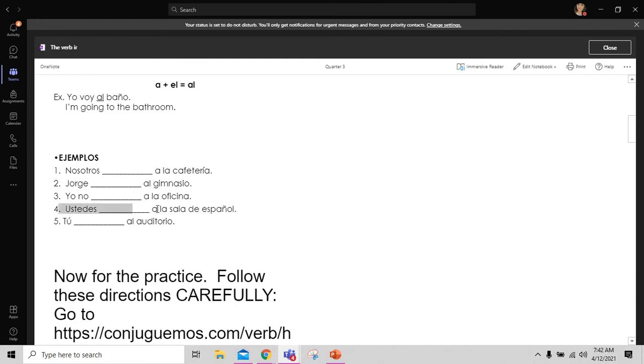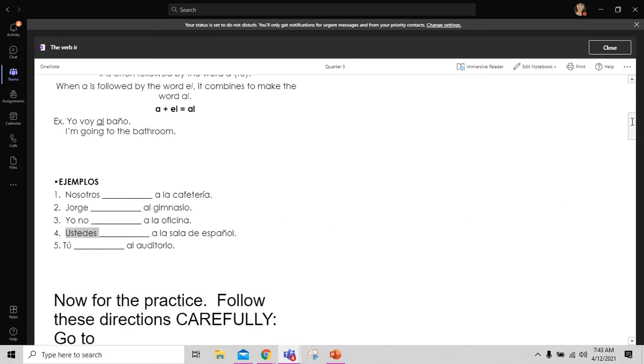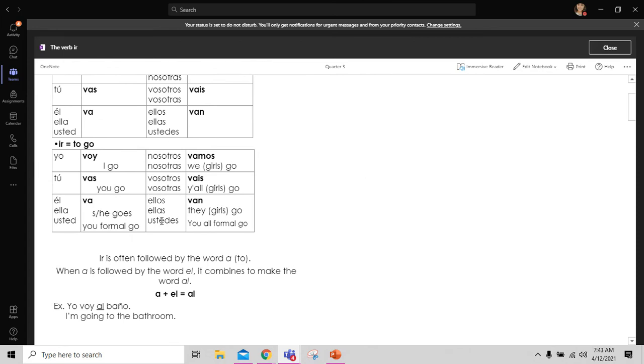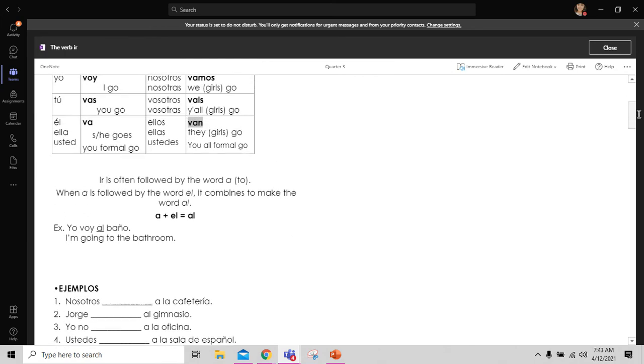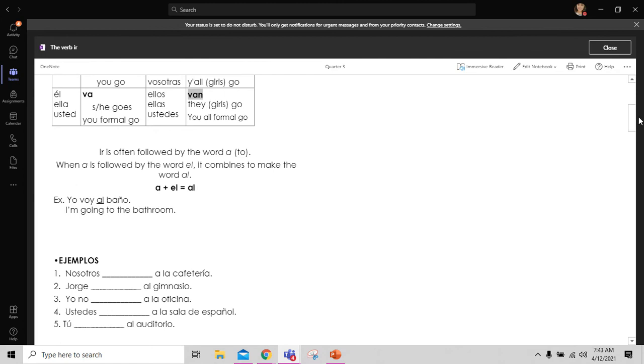Number 4 says, ustedes van a la sala de español. Ustedes, you all, go to the room of Spanish, or to the Spanish room. So our subject pronoun here we can see is ustedes. We're going to scroll up here, find ustedes, and it is van, V-A-N, for number 4. Ustedes van.